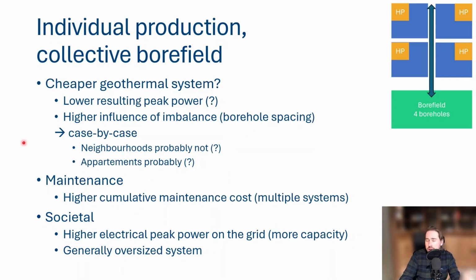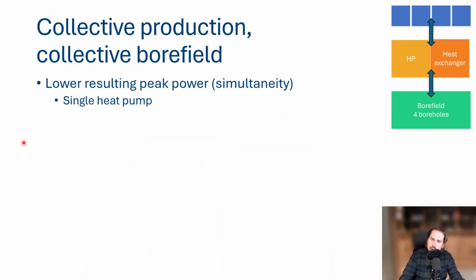So if we then take a look at our final solution, our final type is where we have everything collective. So we basically have district heating or cooling grids for a neighborhood, and in the apartment building the same. So we have different users, a central production unit and a collective field. And the advantage here is that we indeed have simultaneity. So if we have 100 users connected to the same heat pump, this heat pump is typically sized to cope with 80%, or 70, or 60% of the total heating and cooling demand. And since we now have a single heat pump, which is designed in a certain way, we know for sure that there will be no higher peak power on the grid and we have real simultaneity.